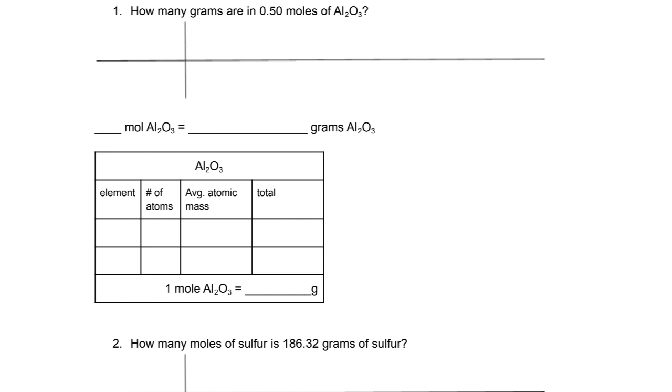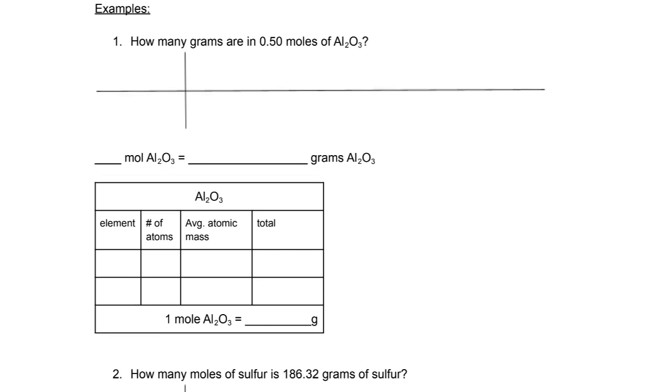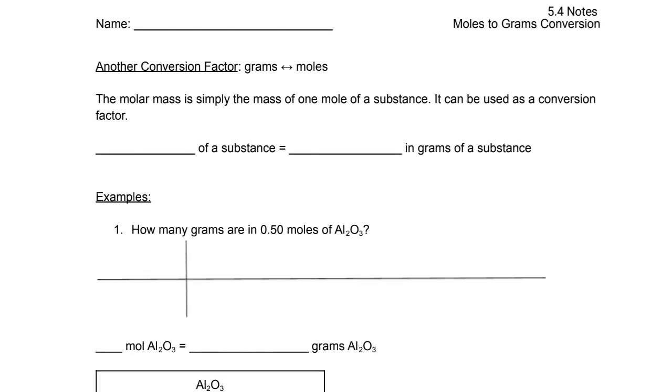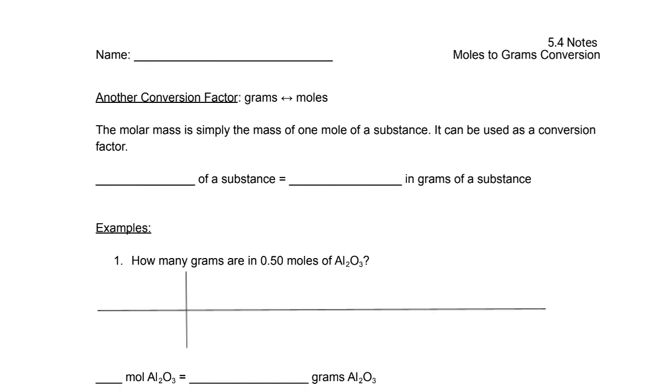We're going to be doing that again today, but we're also going to utilize that with some dimensional analysis to figure out how many grams are in certain numbers of moles or how many moles are in certain numbers of grams of substances. So we're going to be using it as a conversion factor. This conversion factor is defined this way with the molar mass. It says the molar mass is simply the mass of 1 mole of a substance, which means it can be used as a conversion factor.